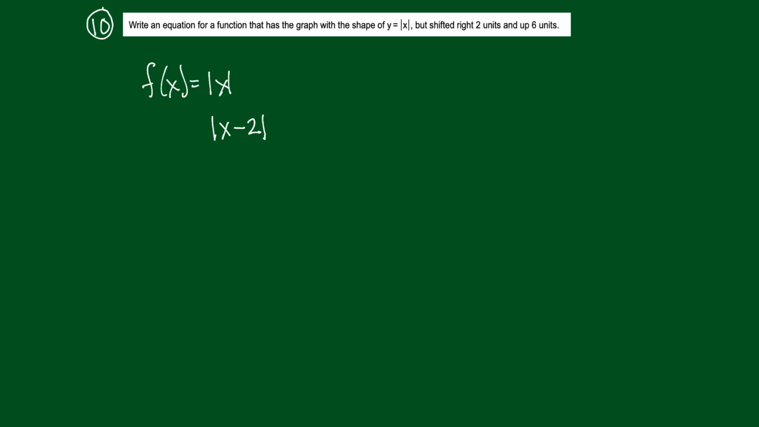Then, what are we going to do? Then, we're going to go up 6 units. So, how about if we do this? Absolute value of x minus 2 plus 6. Now, that's not going to be the f function. Call it something else. G of x. The f function is just absolute value of x. So, there's the function that we're looking for.